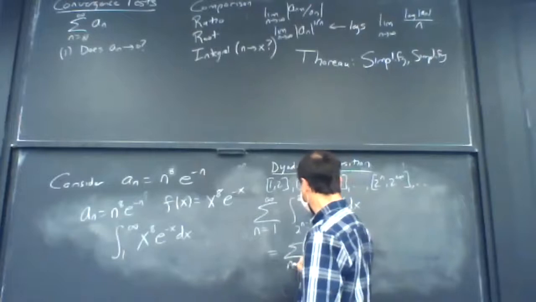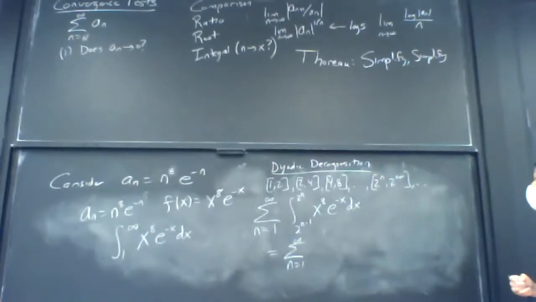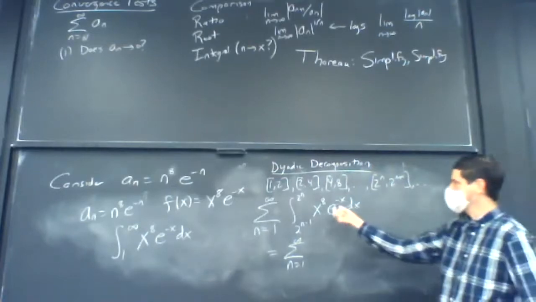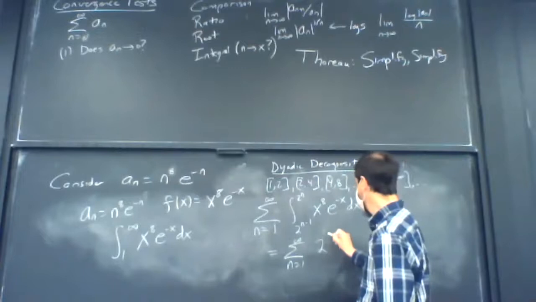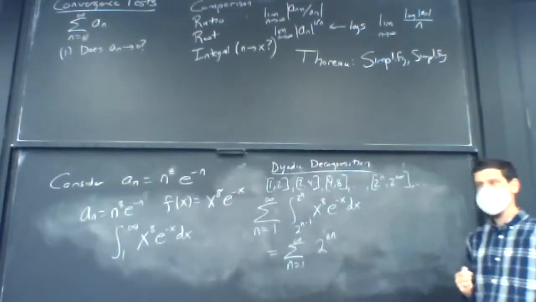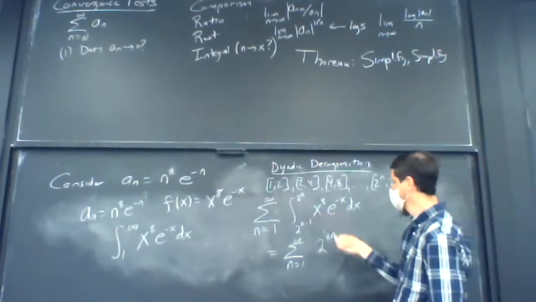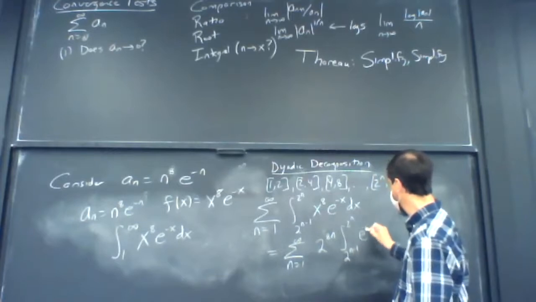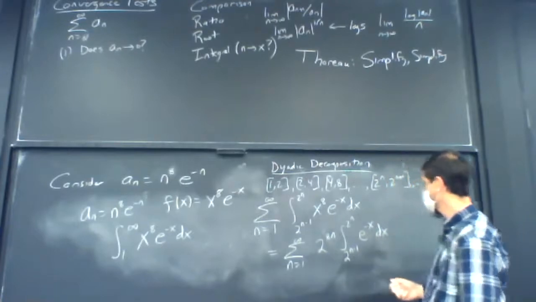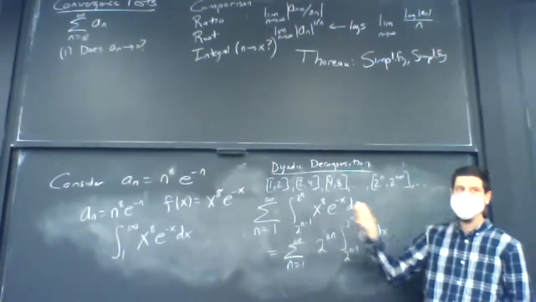This is the sum, n goes from 1 to infinity. Now on this interval, x goes from 2 to the n minus 1 to 2 to the n. The largest x to the 8 can be is at 2 to the n. So this would be at most 2 to the 8n, right? From this piece. And then I would have the integral from 2 to the n minus 1 to 2 to the n of e to the minus x dx. I'm just pulling out the largest x to the 8 can be.